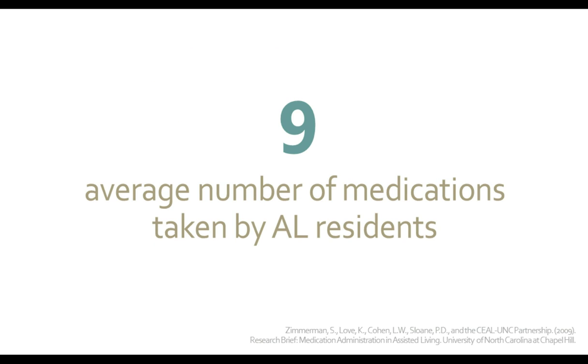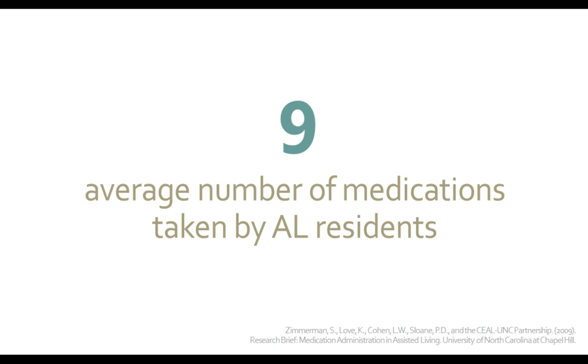And we also know that assisted living residents are taking a large volume of medications. In fact, on average, residents living in assisted living take more medications than their counterparts living in skilled nursing facilities. The average number is 9 different prescription medications, and of course that doesn't necessarily take into account over-the-counters and of course medications that are taken on a short-term basis, but an average of 9 routine medications.